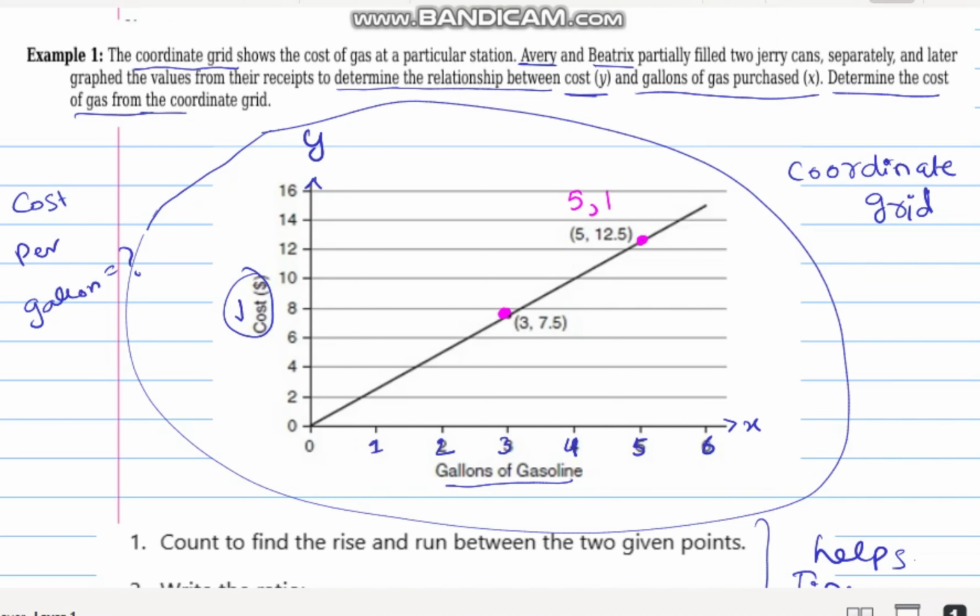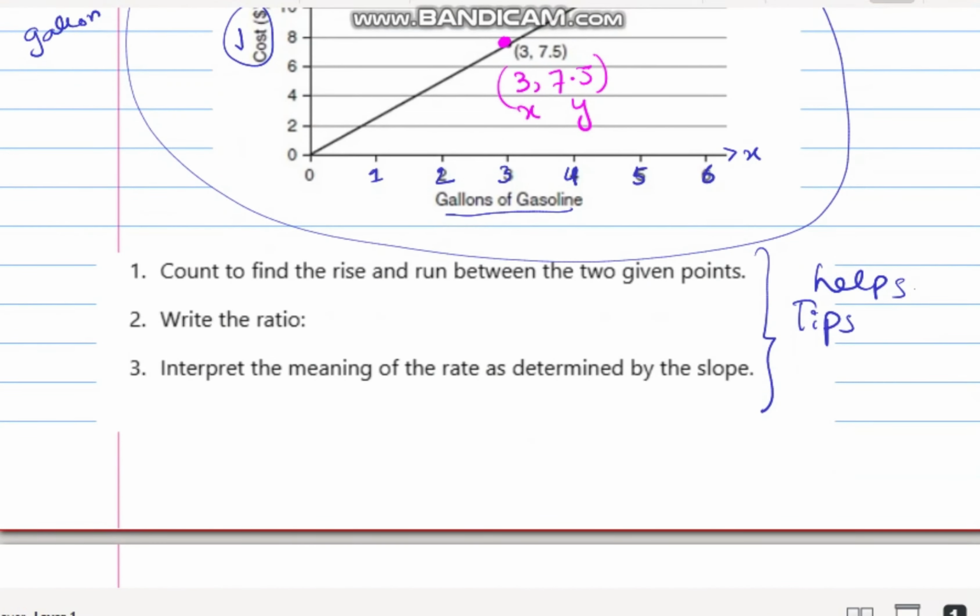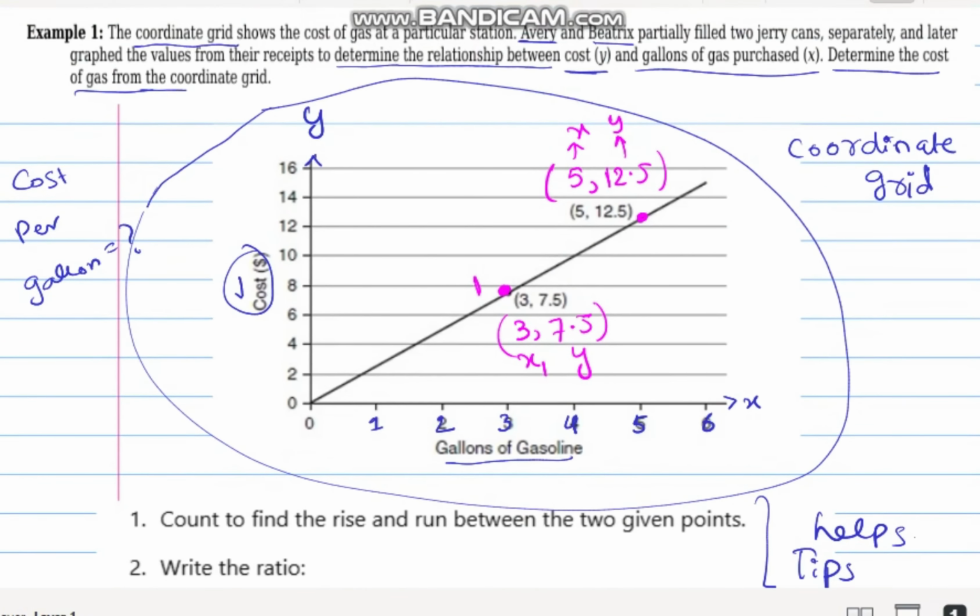This point is 5 and 12.5. What is the meaning of these points? There is a very good meaning in these points. Basically 5 is x and 12.5 is y. Similarly, 3 is x and y is 7.5 here. Now, dear students, we have 2 points. This is one point, and this is the second point. So I will write x1, y1 and x2, y2.